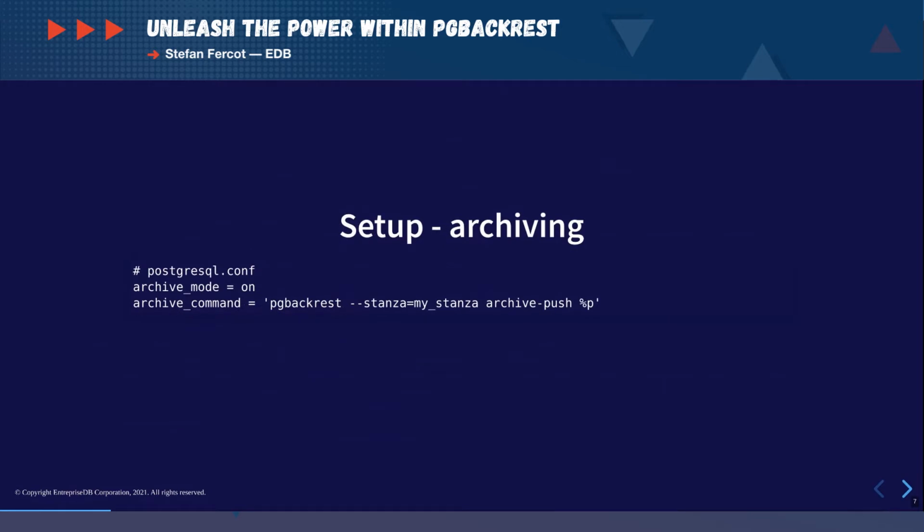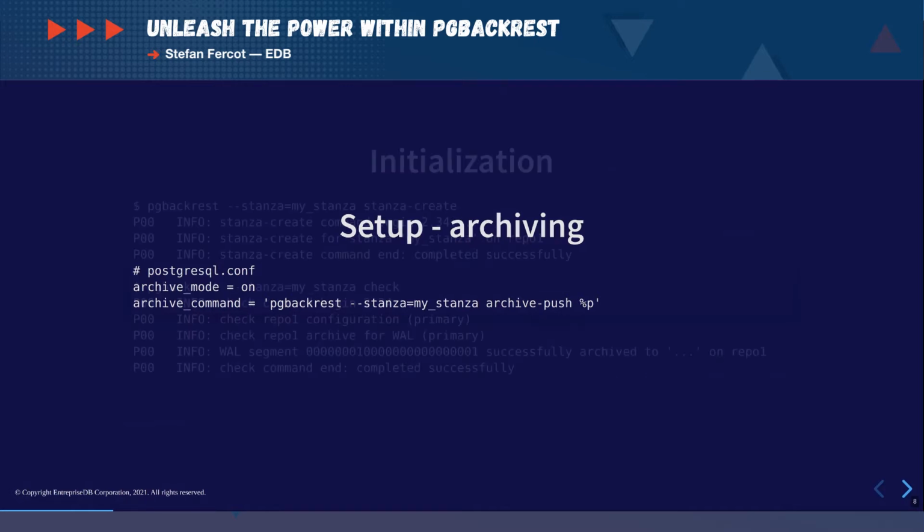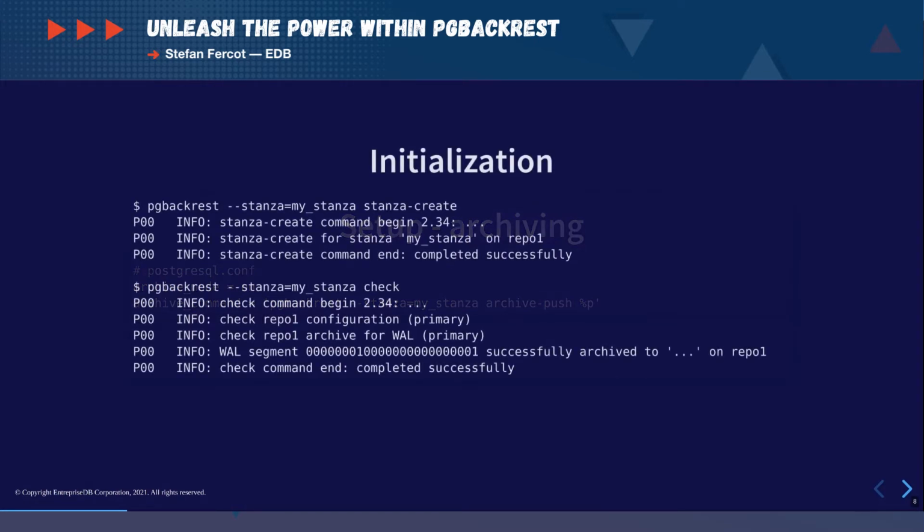pgBackRest relies on the point-in-time recovery of Postgres. So you first need to configure the point-in-time recovery, the continuous archiving in Postgres. To do so, you have to enable the archive mode and change the archive command setting in Postgres. Then you're ready to go.